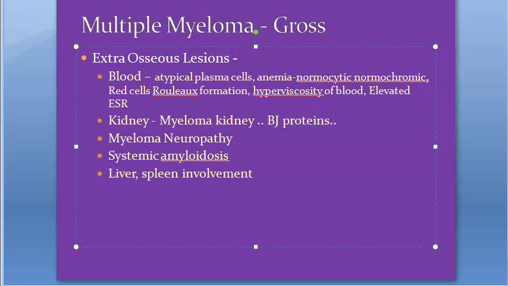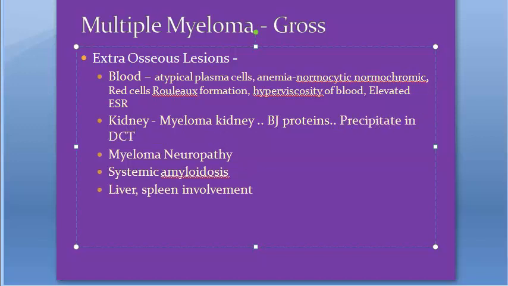Bence-Jones proteins are going to precipitate in the distal convoluted tubule, right? So some casts and all will be there. So that is going to result in myeloma kidney. Kidney is going to dysfunction. Then coming to neuropathy, it will affect the nerves. So non-specific polyneuropathy, neurologic complications, not much explained there.